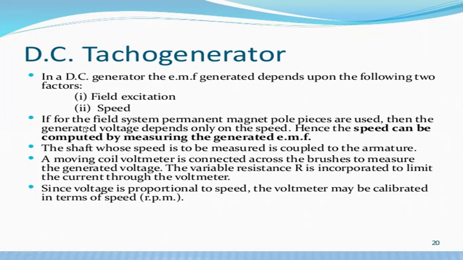If for the field system, permanent magnet pole pieces are used, so in the DC tacho generator we are using permanent magnet poles to generate the EMF, then the generated voltage depends only on the speed. So the EMF generated is based upon the rotating shaft speed. If the shaft is rotating at very high speed, the EMF generated is also very high, and if the shaft rotates at small speed, the EMF generated is very less.